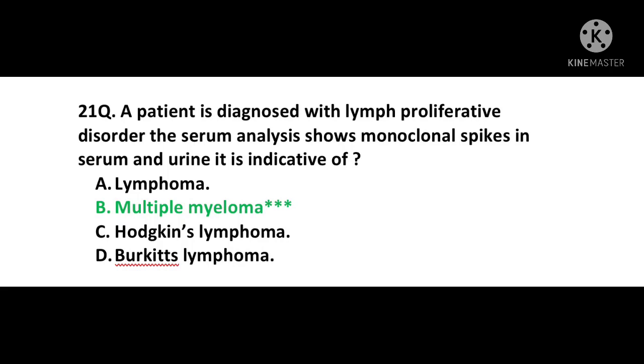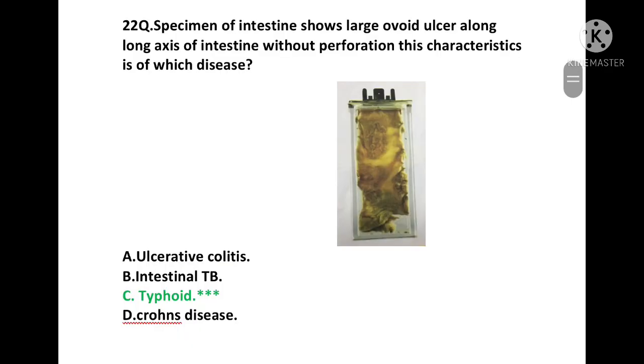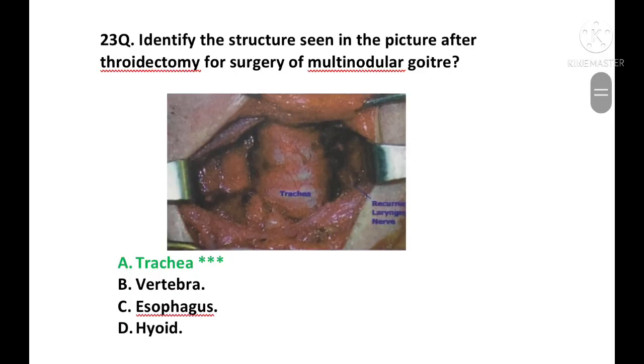Here in this question, the key point is monoclonal spikes that are seen in the serum and urine, which is nothing but multiple myeloma. Ovoid shaped ulcers is the key important aspect in this question, which is suggestive of typhoid fever. After thyroidectomy, we see tracheomalacia.